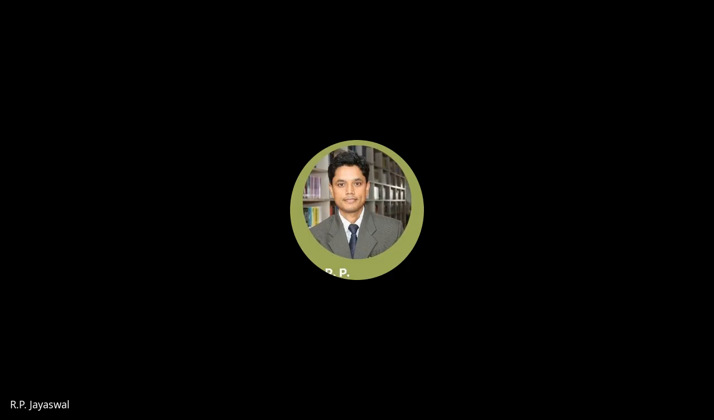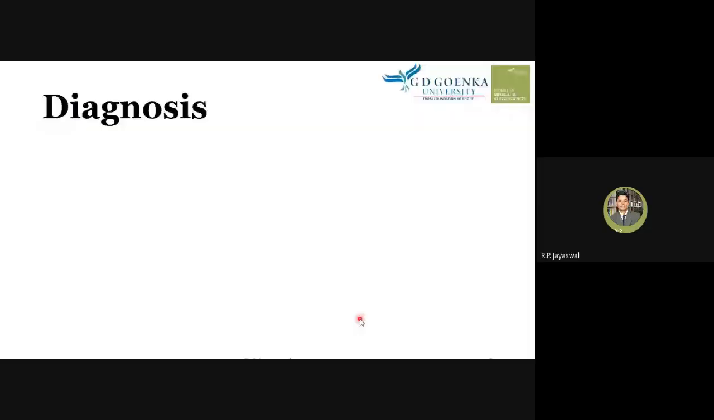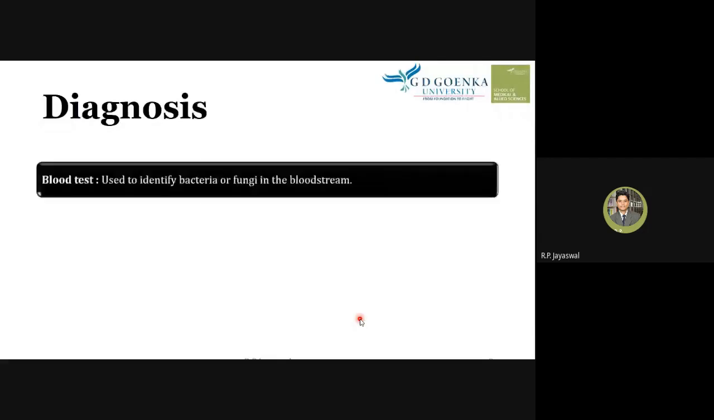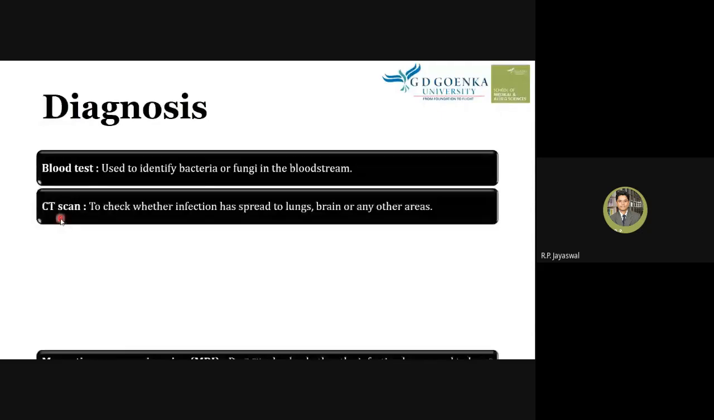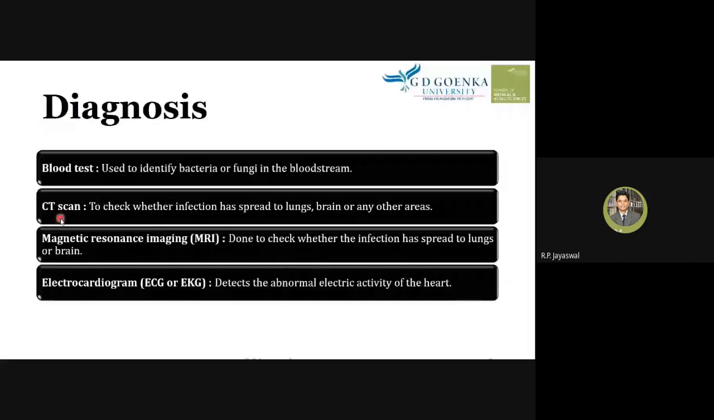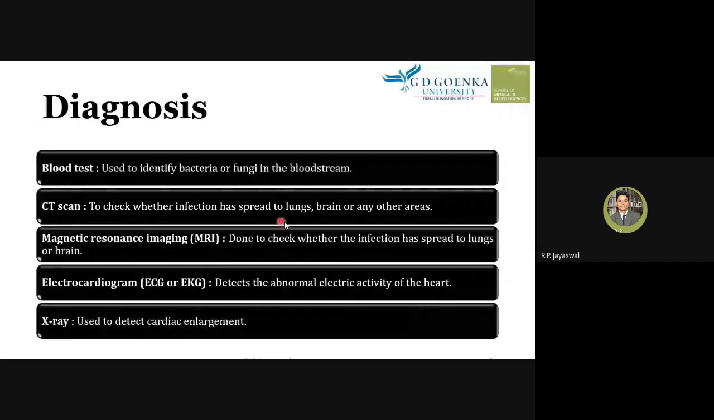What diagnostic tests are available to diagnose endocarditis? Diagnostic tests are basically lab tests, the blood tests, where we can do microbiological tests on the blood sample to check if there is an infection of the blood, or if there are bacteria or fungi present in the bloodstream. We can go for imaging procedures like CT scan, MRI, electrocardiogram, and X-ray, so that we can check whether the infection has spread to the lungs, brain, or other areas, or check the enlargement of the heart through X-ray.